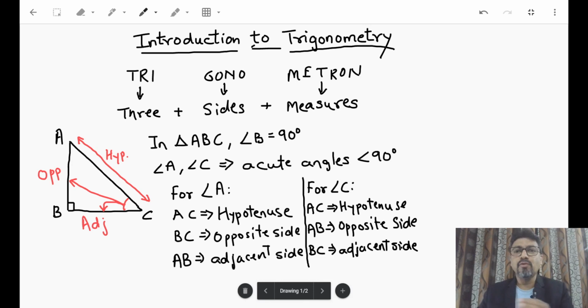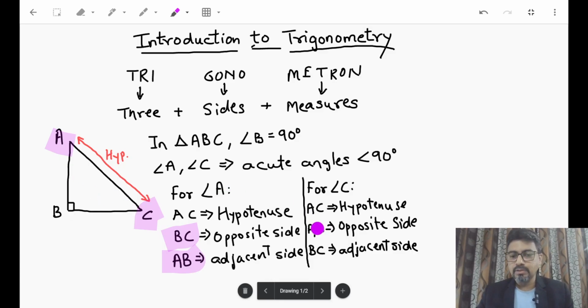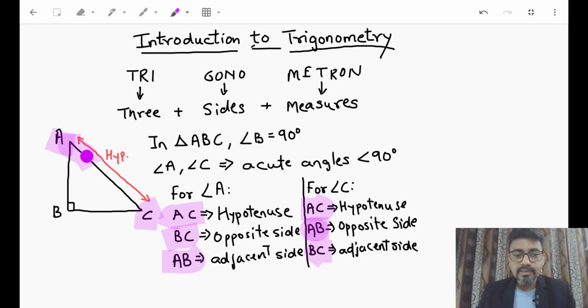Quick revision once again before we move to the next page. In triangle ABC, angle B is 90 degrees, and we have angle A and angle C as the two acute angles. Now, from the perspective of one acute angle at a time, for angle A, we have BC as the opposite side and AB as the adjacent side. For angle C, I have AB as the opposite side and BC as the adjacent side. In both cases, AC will be the hypotenuse.